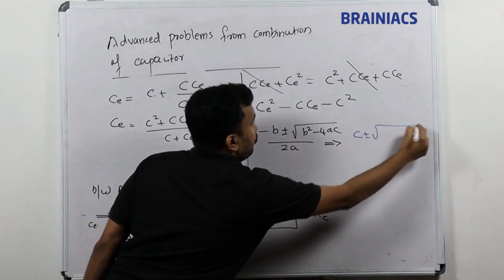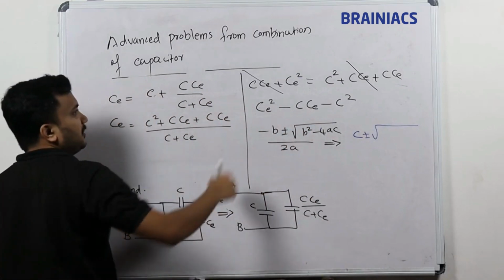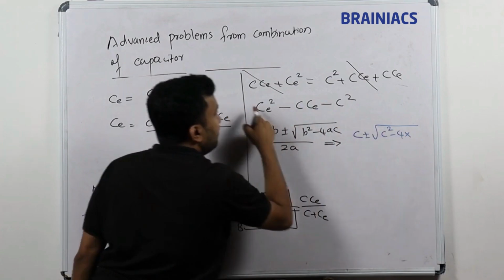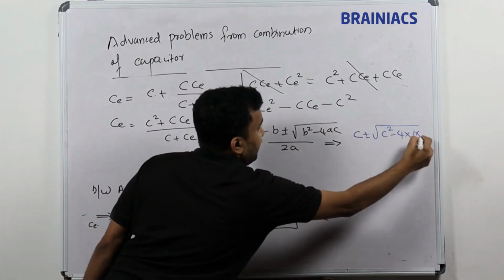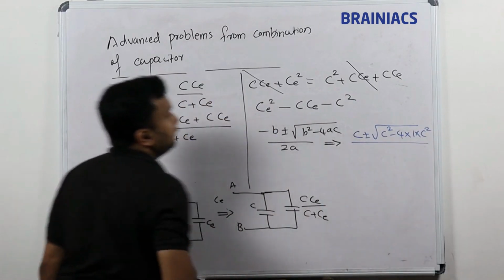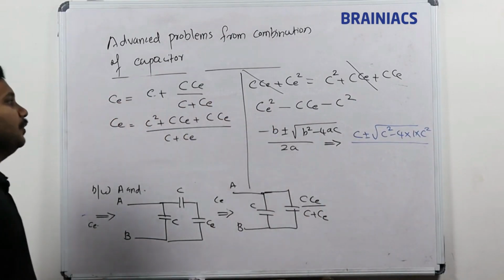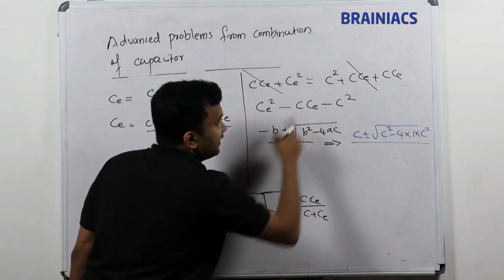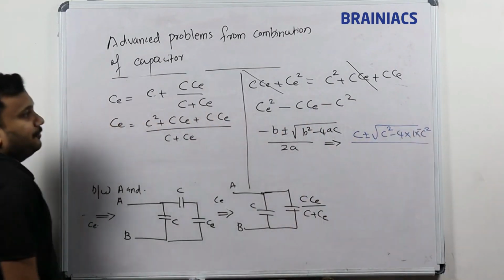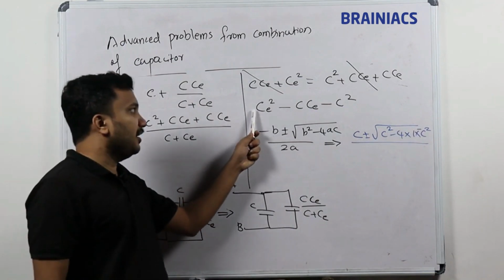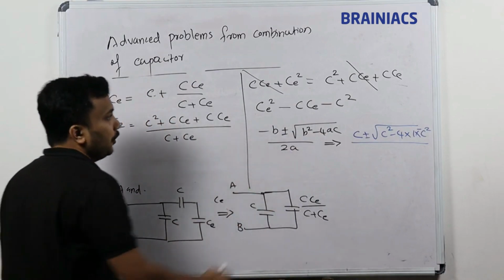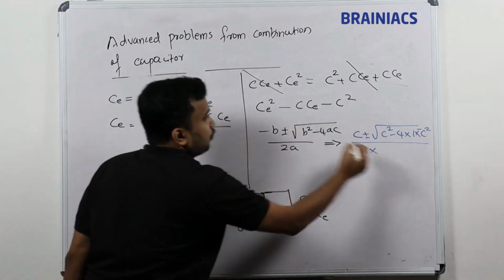Plus or minus root of b square. B square means the coefficient of C equivalent, so C square, minus 4ac. Here a means its coefficient, and c means here C square, whole divided by... here it is minus C square, so you have to multiply it with minus. 4ac, where a is 1 and c is minus C square, multiplied with 2a. So 2 into a means 1.